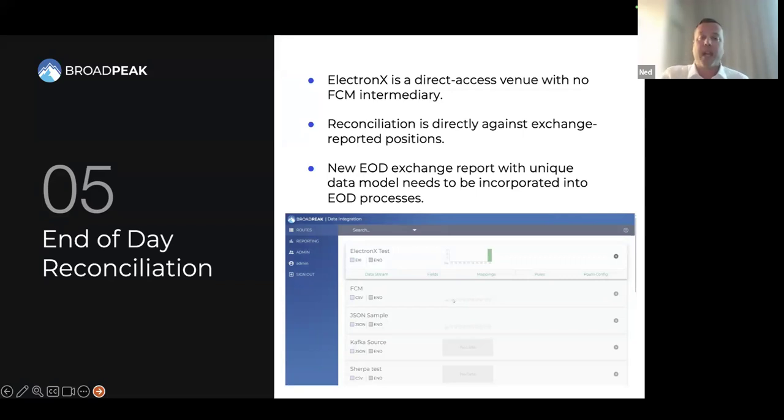Now, when it comes to end of day processes, typically what we see and what we work on with customers is you're taking the end of day trade files from your FCM and then comparing that to what's in your internal system, your ETRM. In this case, that source of truth, instead of being the FCM, is the exchange itself. So you probably want to think about having a way to download that end of day trade report and incorporate it into your process, hopefully in an automated fashion. But that kind of direct access is the unique aspect of this with Electron-X.